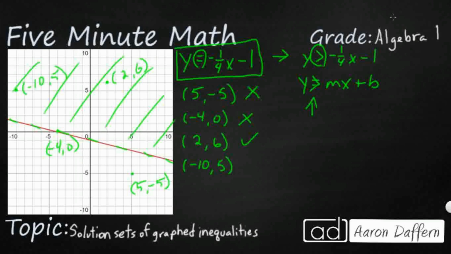And if you wanted to, we could take any of these. Let's take this negative 4, 0, and let's just plug that in. 0 is greater than negative 1/4 times negative 4, minus 1. 0 is greater than, that's going to be 1 minus 1. 0 is not greater than 0. If it were a greater than or equal to, we could have made it work, but it's not.